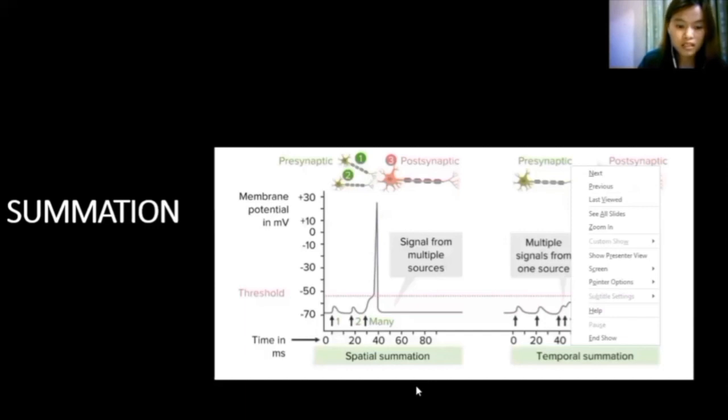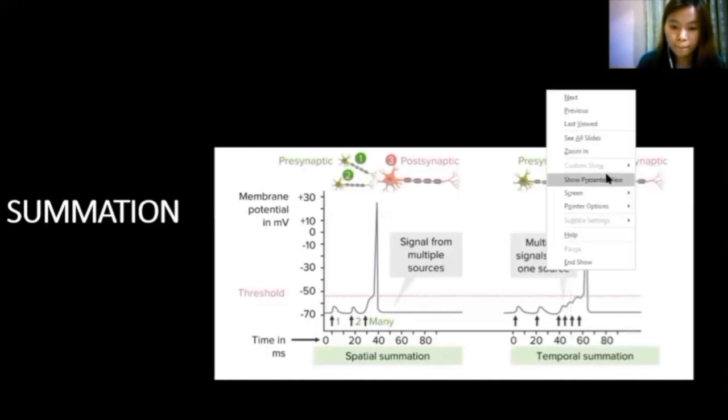Next is the summation. Summation is when several presynaptic end bulbs release many neurotransmitters. These combined effects will generate a nerve impulse, called summation. There are two types of summation. We have the spatial summation, in which the postsynaptic neuron receives signals from multiple sources, in contrast to temporal summation, which receives multiple signals from only one source.